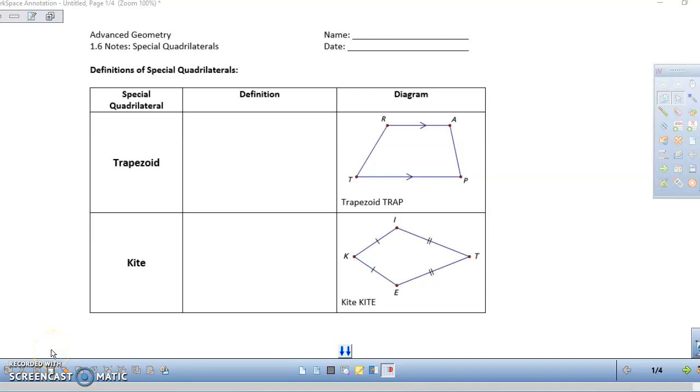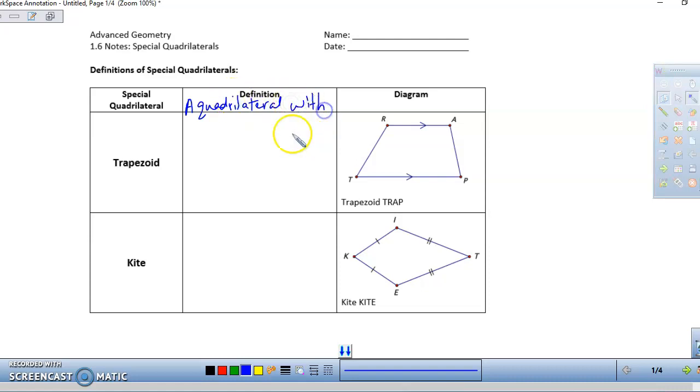Hello, Geometry, Advanced Geometry. Today we're going to talk about special quadrilaterals and more definitions. These all are quadrilaterals. So as a proper definition, you need to state what it is, classify it, and then differentiate. But since they are all special quadrilaterals, we're going to just start them all as a quadrilateral, and then we'll differentiate it as we go in the box.